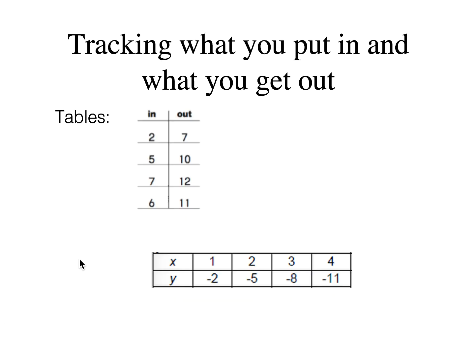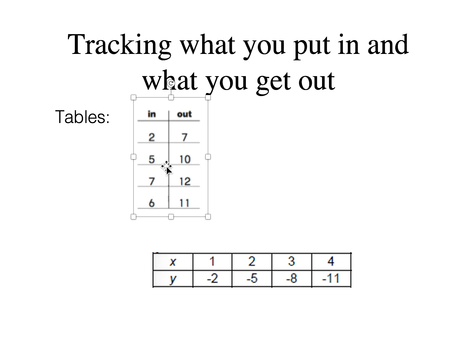One is we can use a table. So we can simply have a column for the numbers we put in and a column for the numbers we get out. And each row in the table simply represents one input-output pair. So in this case, I put a 2 into the function machine, and I get out a 7. In the next row, I put in a 5, and I get out a 10. You can tell from looking that it appears as though the rule for this particular function is to add 4.